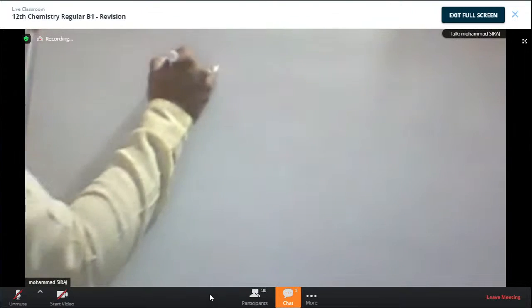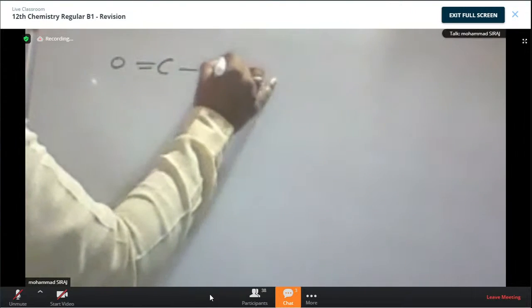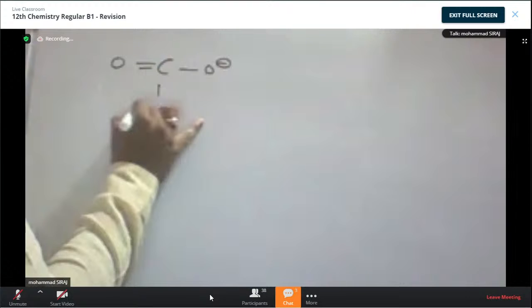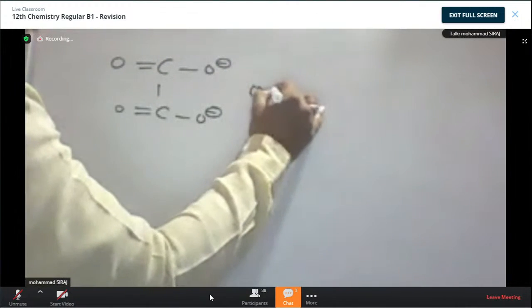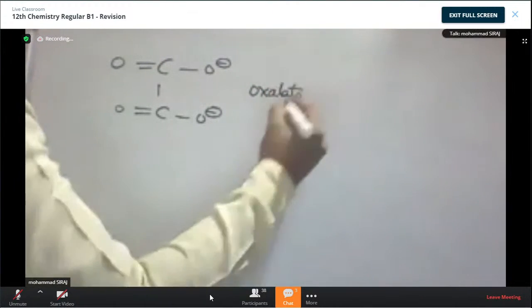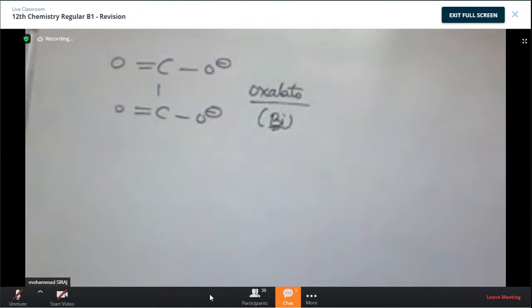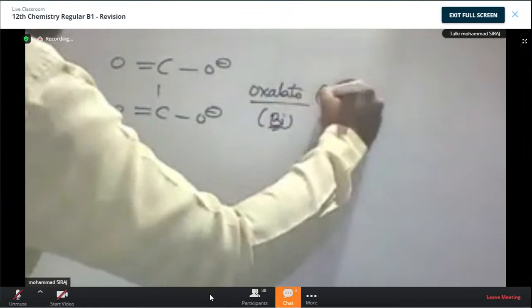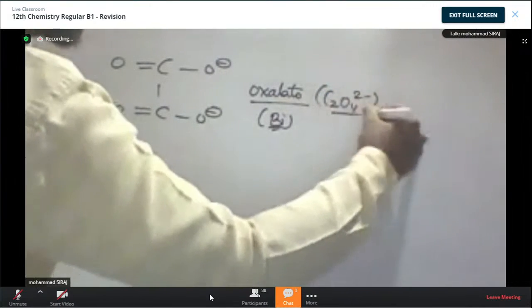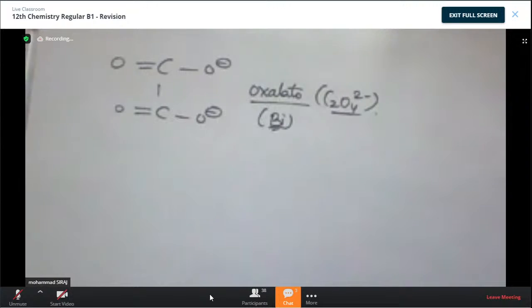Okay. Now see this one. C double bond O, this will be O minus. The name of this ligand is oxalato ligand. It is also a bidentate ligand. The formula of the oxalato ligand is C2O4 2 minus.